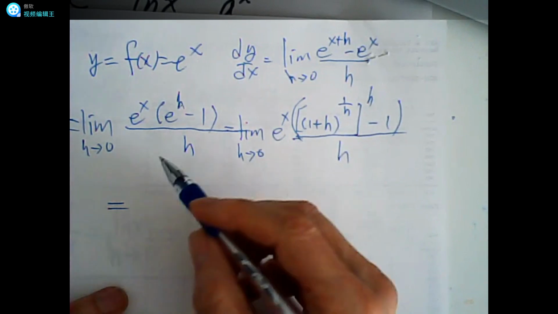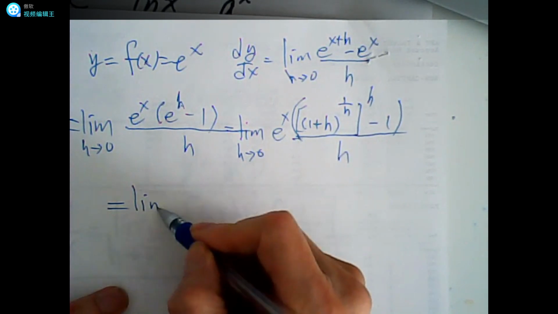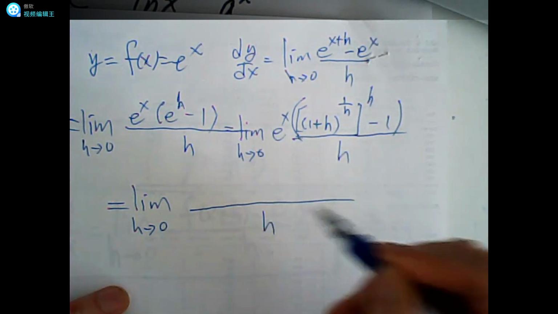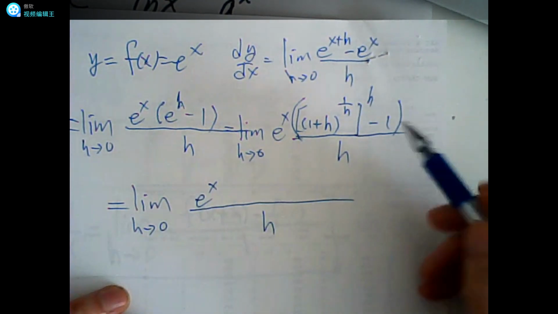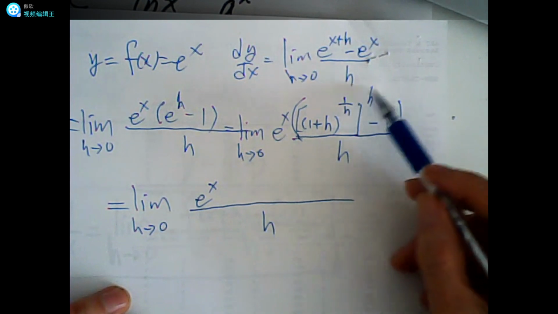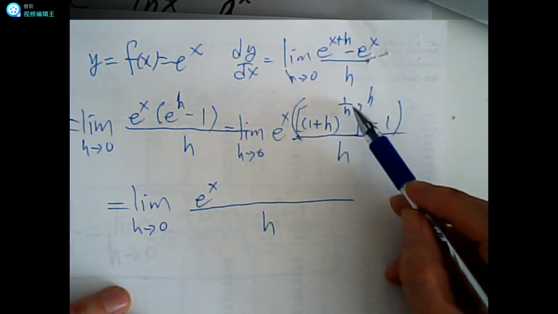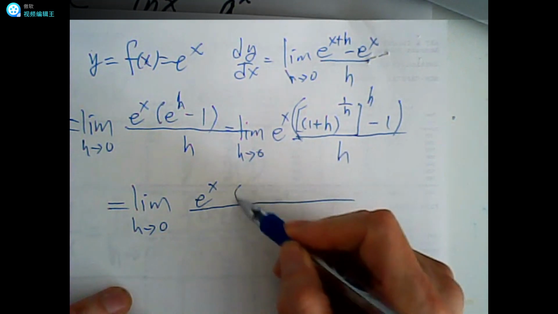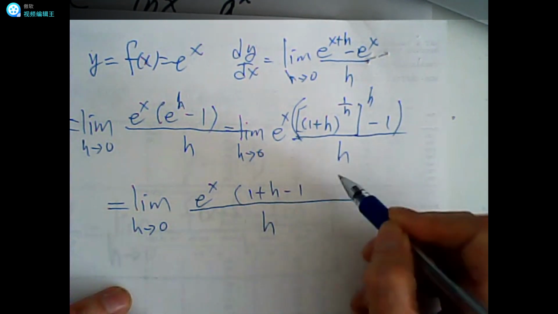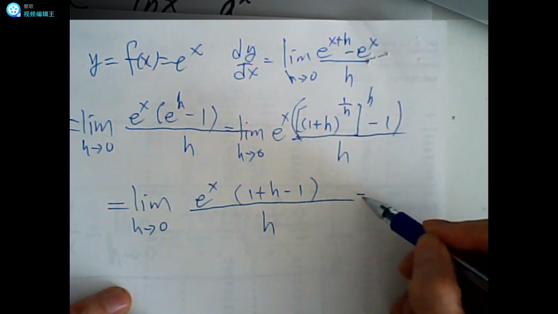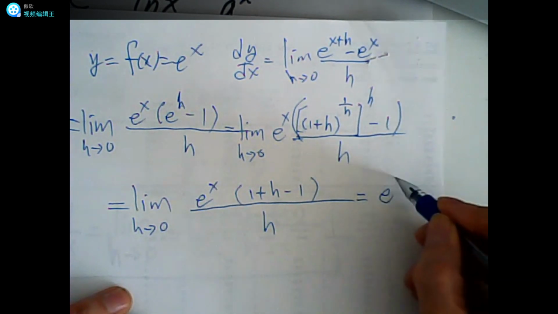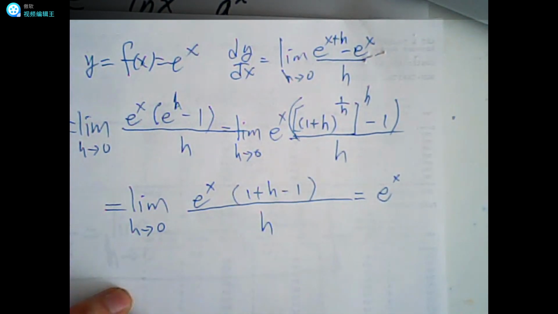Right? This is equal to the limit as h approaches 0, e to the x, and 1 over h times h is a 1, so what's left over is 1 plus h minus 1, and cancel with 1, cancel with h, the result is e to the power of x.